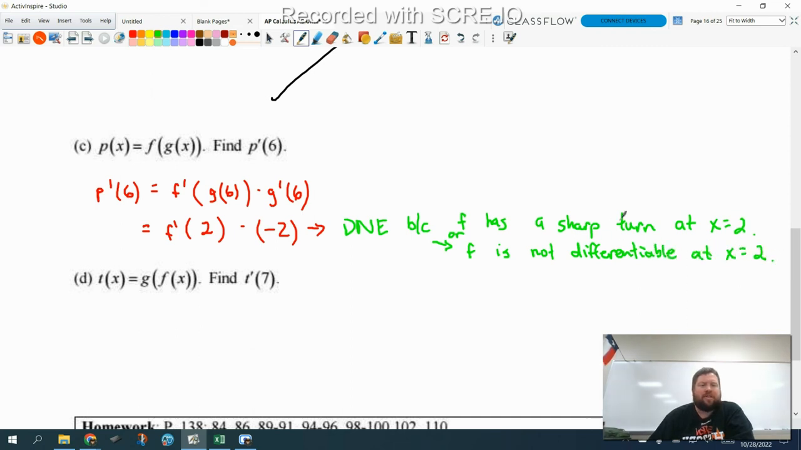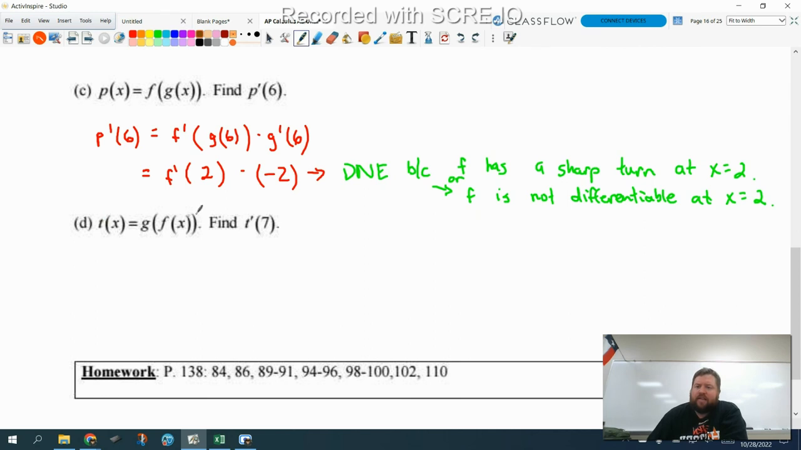I like to say sharp turn because I want to give a reason why it's not differentiable rather than just stating a fact. But I've seen on answer keys of problems like this on the AP exam that they just say f is not differentiable at x equals 2, and that's usually acceptable. All right, let's take a look at this last one.